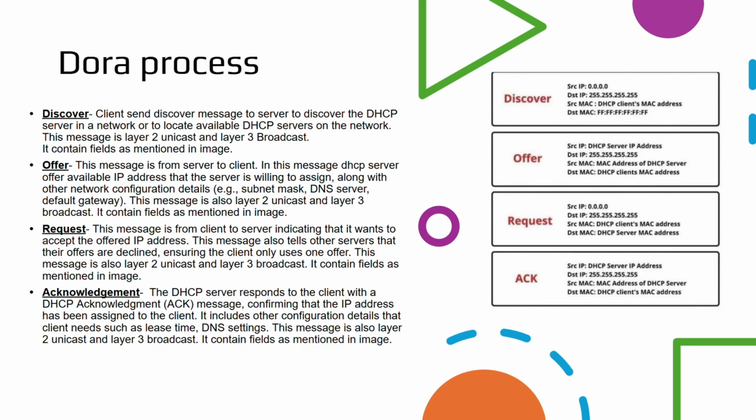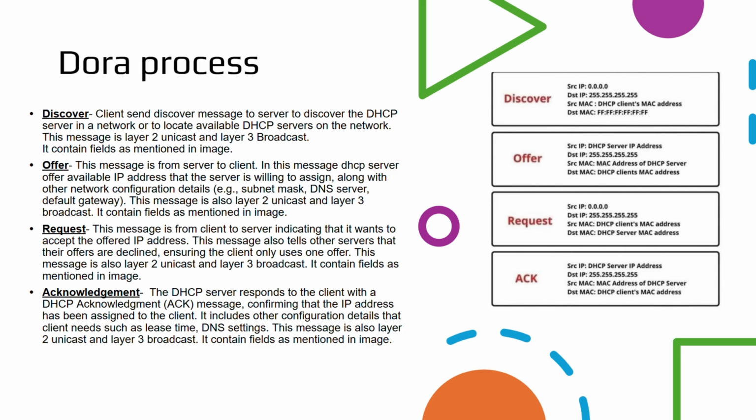In this message, the DHCP server offers an available IP address that the server is willing to assign, along with other network configuration details, for example subnet mask, DNS server, and default gateway. This message is also layer 2 unicast and layer 3 broadcast, and it contains fields as source IP the DHCP server IP address, destination IP as broadcast IP, source MAC as MAC address of the DHCP server, and destination MAC as the DHCP client's MAC address.